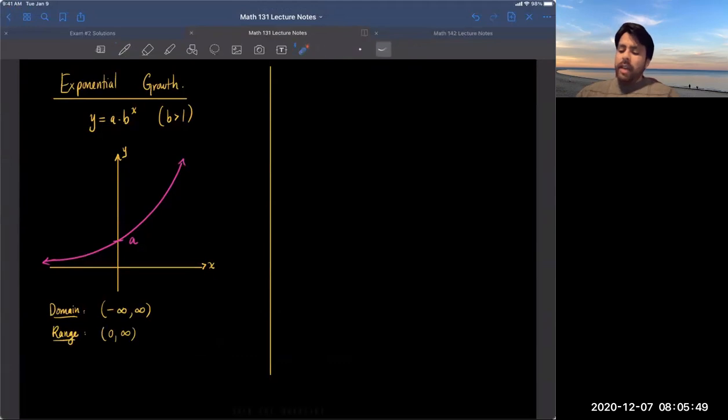Again, the x-axis here actually acts as a horizontal asymptote. This graph gets really close but never crosses it. So it's like a boundary. So we also have what's called a horizontal asymptote. The horizontal asymptote is given by y equals 0, which is also known as the x-axis.